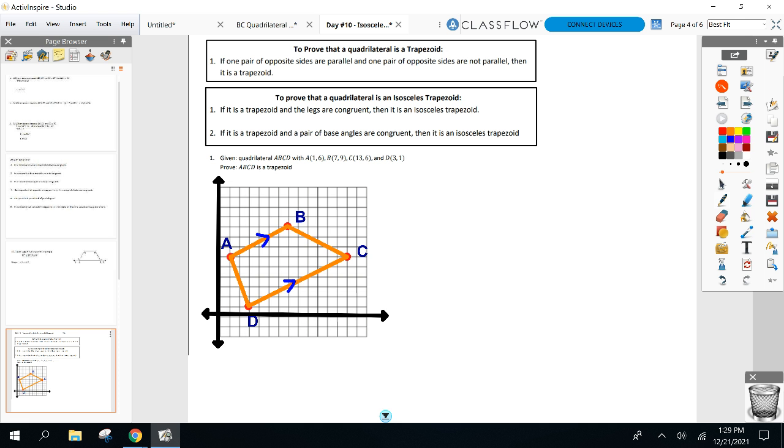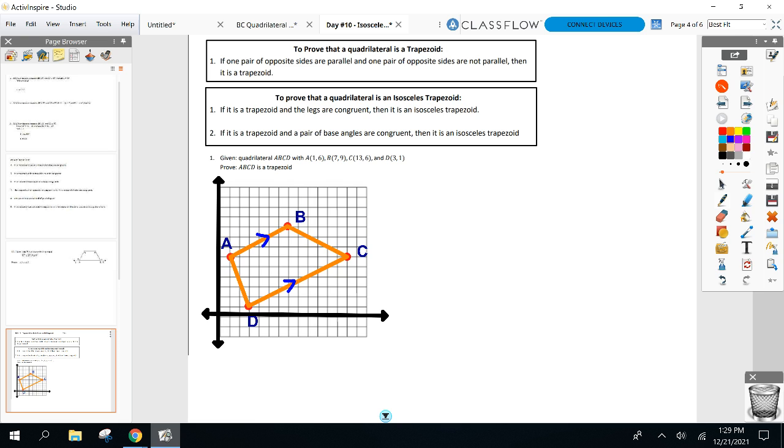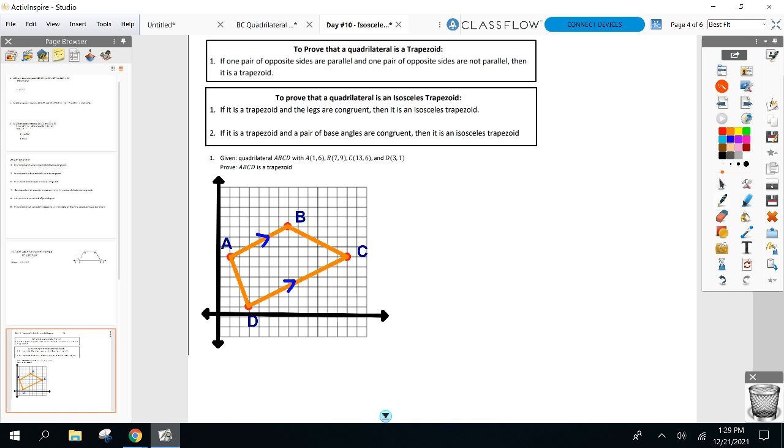We have been using what formula all unit long to show two sides are parallel? What formula? Slope formula. So here we go. I'll give you a second. I'm about a minute in your group right now. Let's find the slope of AB for me, and then find the slope of DC for me. And we'll reconvene here in a second.